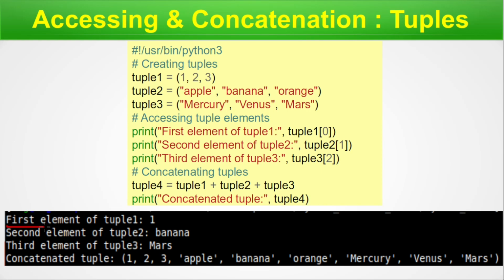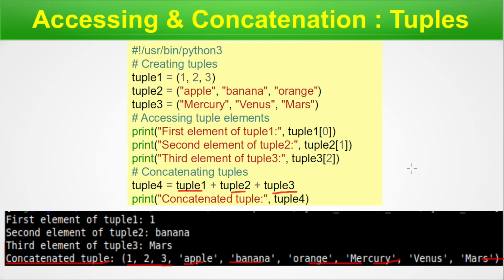So here you can see the first element of tuple 1, which is this one. Second element of tuple 2 is this, which is nothing but this one. And third element of tuple 3, which is nothing but this one. And the fourth one, the concatenated tuple, that is the addition of all these tuples 1, 2 and 3. So here 1, 2 and 3, apple, banana, orange, Mercury.